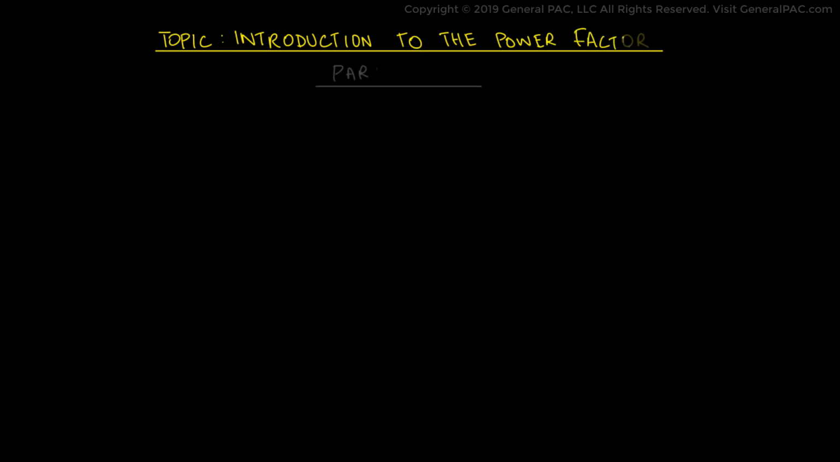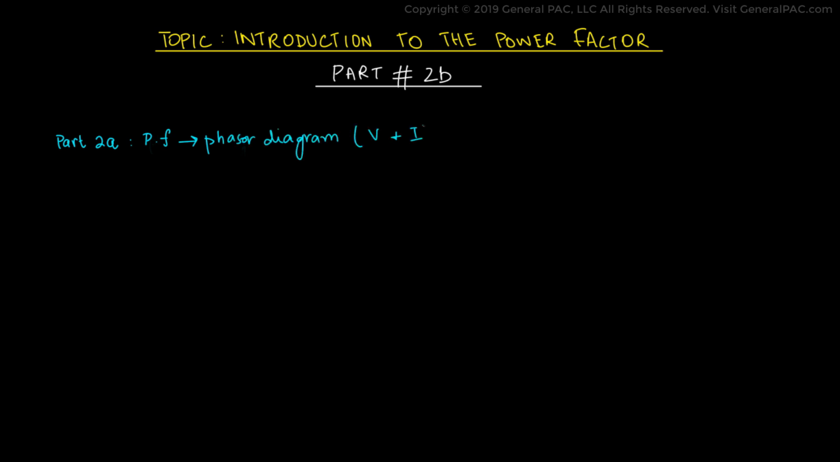Introduction to Power Factor Part 2b. In the previous part, we had a look at a general overview of the concept behind power factor, and we used a phasor diagram to understand the relationship between the voltage and current in an AC circuit. In this part, we will be using the previously established knowledge to construct a power triangle, which will allow us to understand the relationships between the three types of power and the power factor.